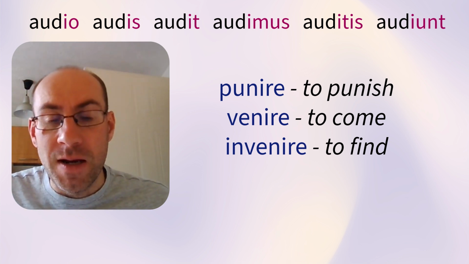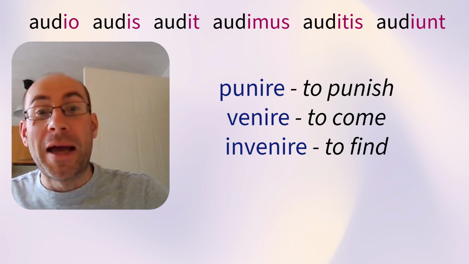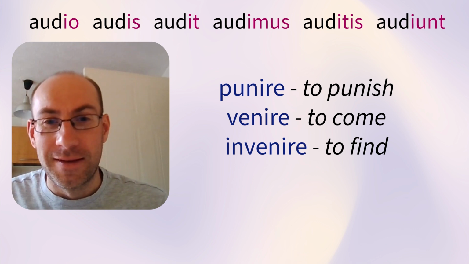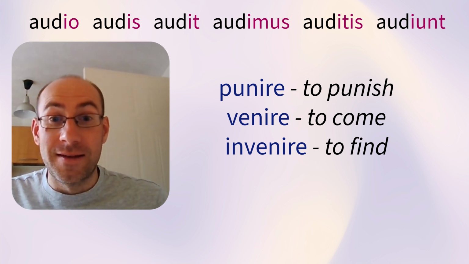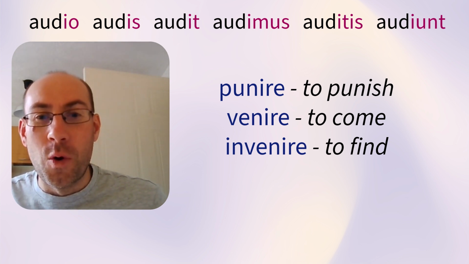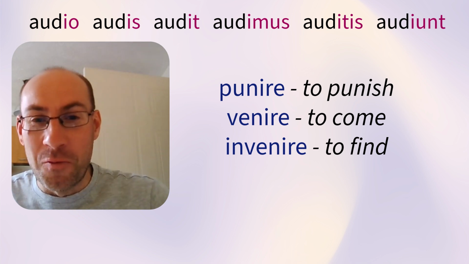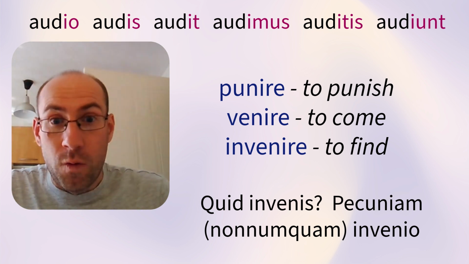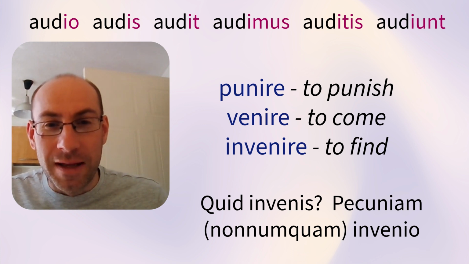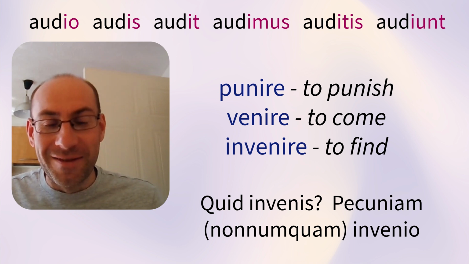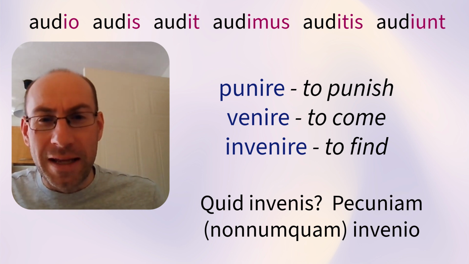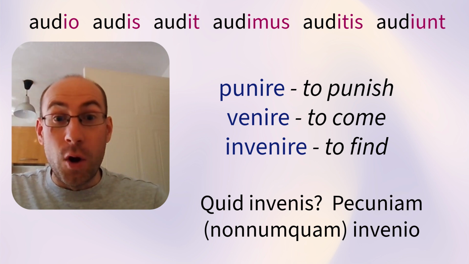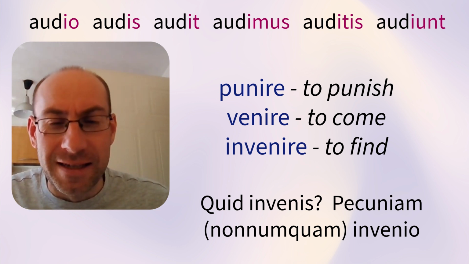The answer: I find money. Pecuniam, accusative, invenio. Ego pecuniam invenio. I sometimes find money. Ego numquam pecuniam invenio. And then the question comes about where. Where do you find money? Ubi. Remember that one? Ubi pecuniam invenis. Invenio, invenis. Invenitis is plural. Ubi pecuniam invenis.